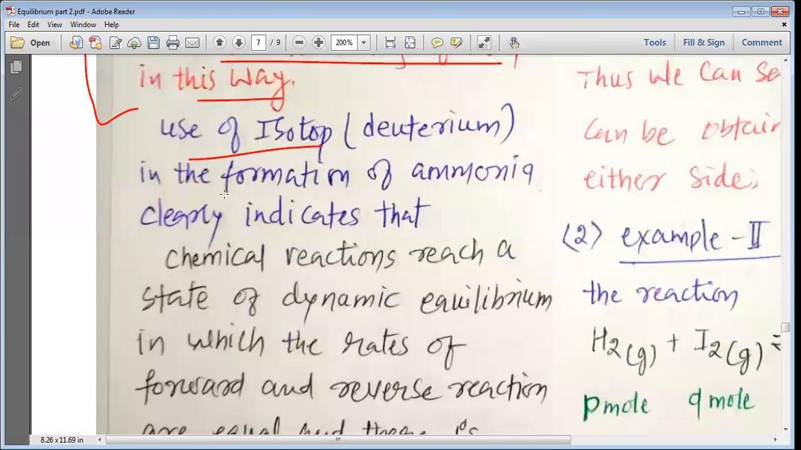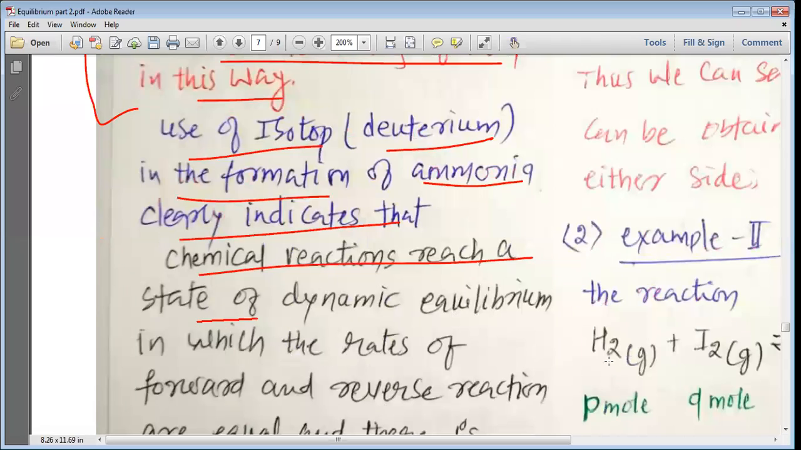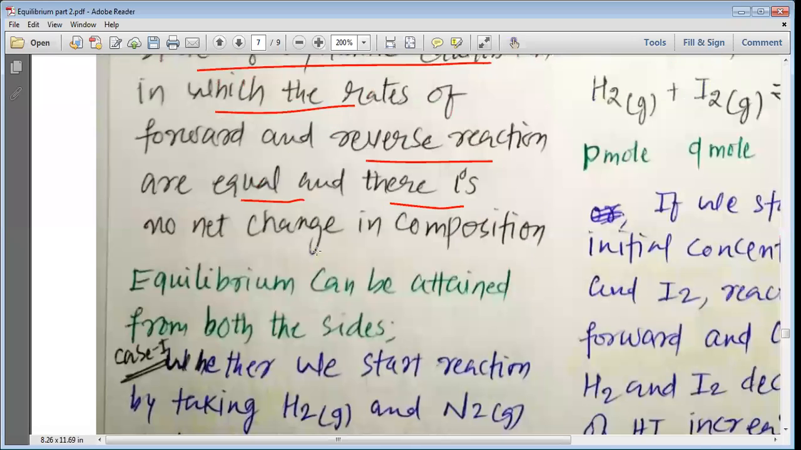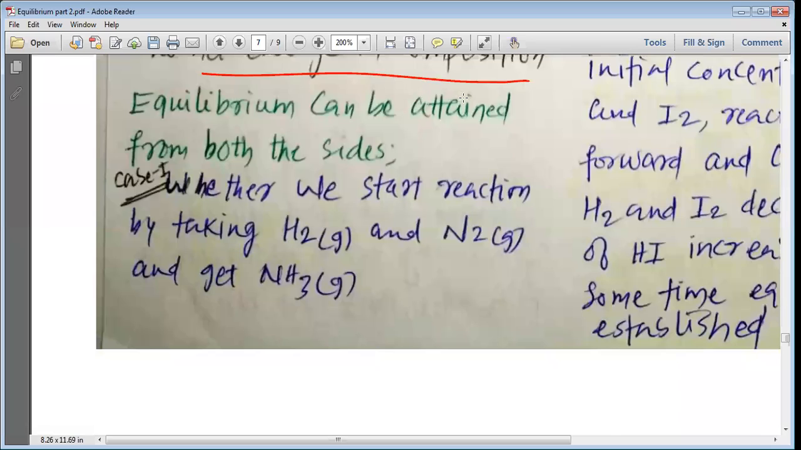The use of isotopes, that is deuterium, in the formation of ammonia clearly indicates that chemical reactions reach a state of dynamic equilibrium, in which the rate of the forward reaction and the rate of the reverse reaction are equal and there is no net change in the composition. So at equilibrium, the forward and reverse reactions are going on continuously.